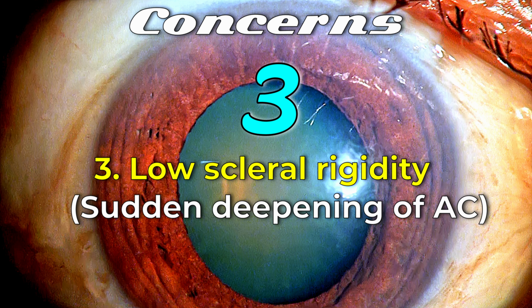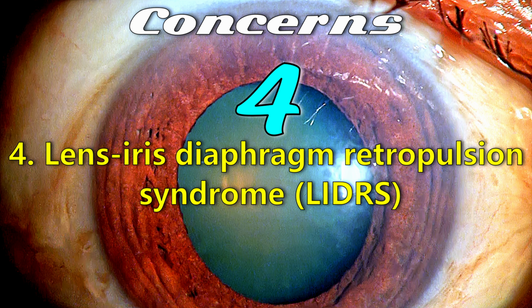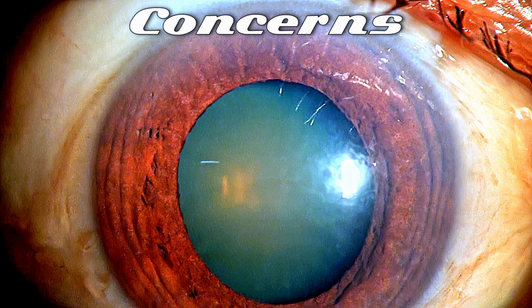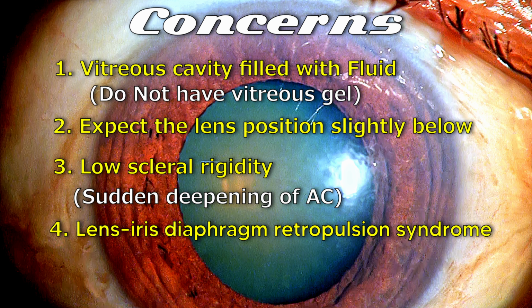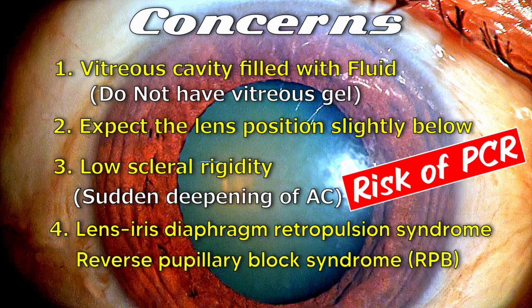This results in sudden deepening of the antechamber whenever the probe gets into the eye. And there is always a chance of inducing lens iris retropulsion syndrome, or else the reverse pupillary block syndrome. And all these factors add on to also an increased risk of posterior tear occurring in these eyes intraoperatively. So these are the considerations which we need to have when we're going to do surgery for this patient.